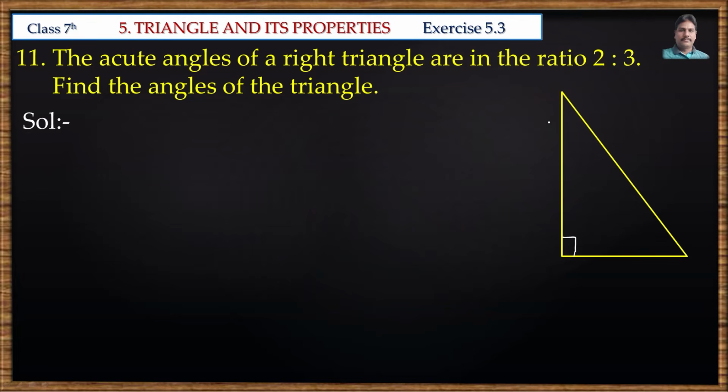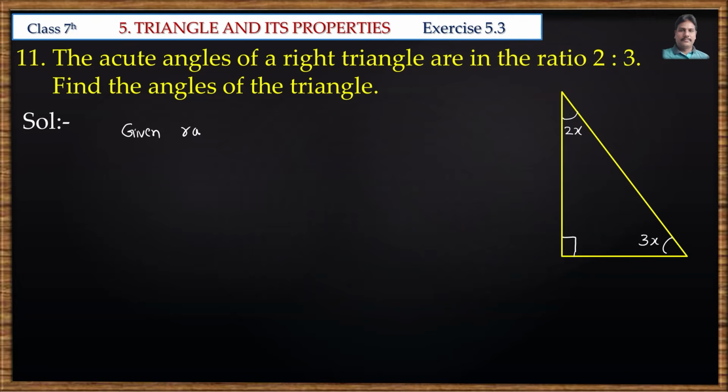And the remaining two are acute angles. The ratio is given as 2:3. That means one angle will be 2x and the other angle will be 3x, because their ratio is 2:3. One angle will be the multiple of 2 and the other angle will be the multiple of 3. Now we will find those two acute angles.